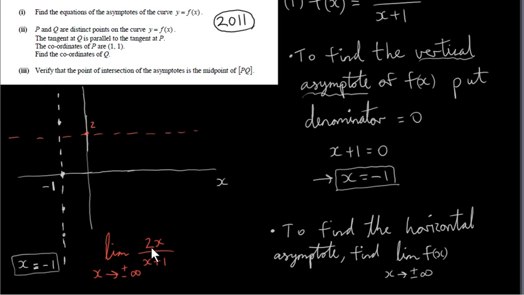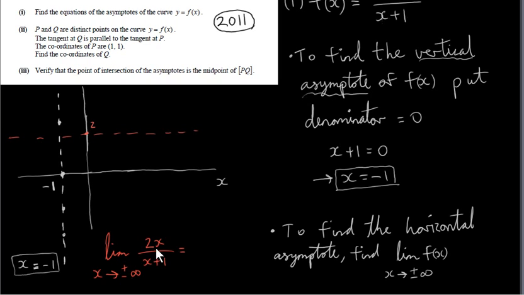Now, in earlier videos, we explained how to calculate limits. You can't just plug infinity directly into this, because you'll have 2 times infinity on top, which is infinity, over infinity plus 1, which is infinity. Infinity divided by infinity is not 1, actually. This limit is not 1.